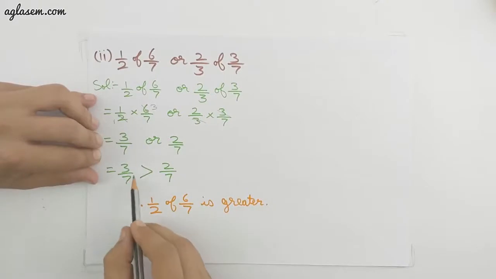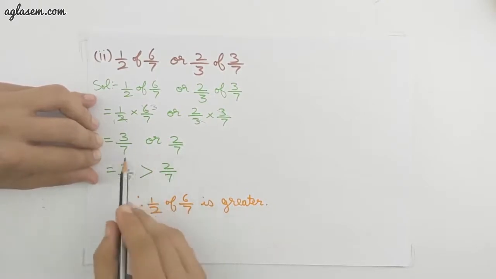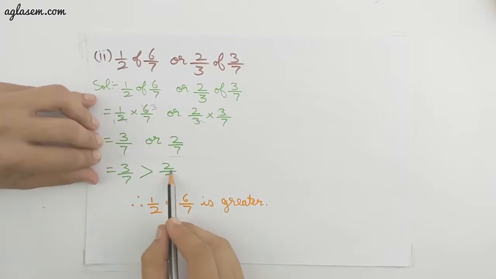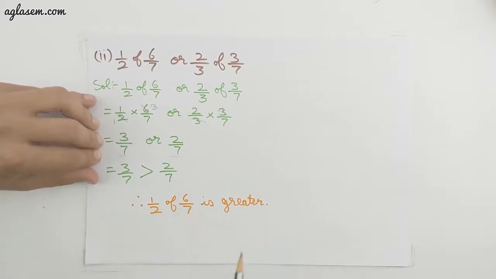So we can see that we have a common base on both sides, and the right side is smaller than the left side because there is 3 on the left side and 2 on the right side. So we can say 1 by 2 of 6 by 7 is greater.